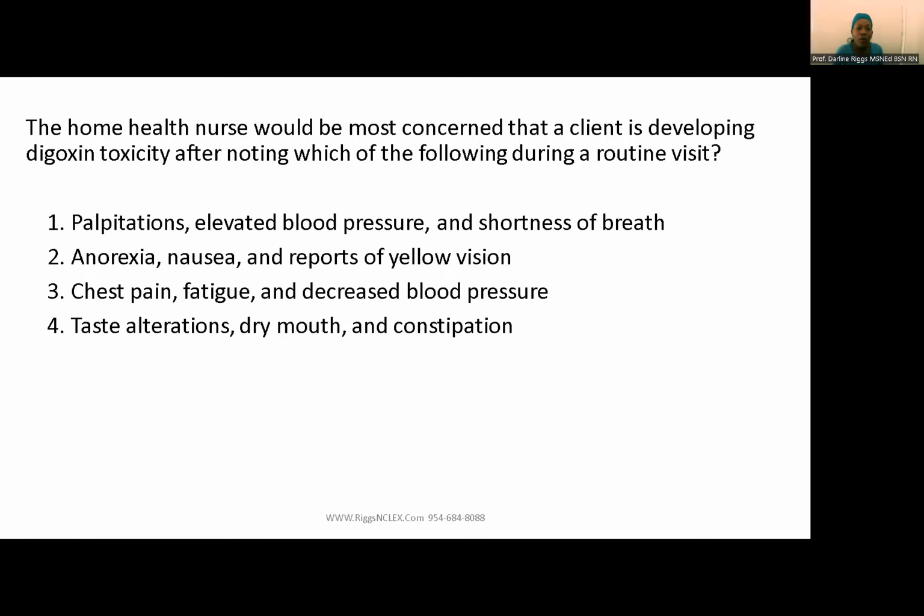Next, the home health nurse would be most concerned for a client who is developing digoxin toxicity after noting which of the following during a routine visit. They're just testing to see that you know when a client is toxic on the dig, which we went over.